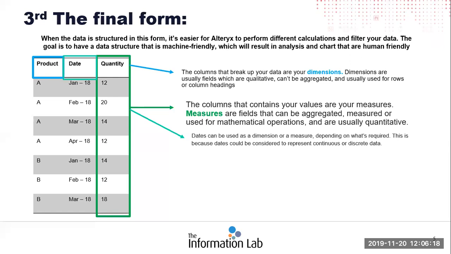So this is ideally an example of what the final form of your data structure should look like. And the reason why we would want it like this is if, for example, we have another column called profit and another column called sales and we want to calculate profit ratio, how formulas work in Alteryx is that they work on a row by row basis.